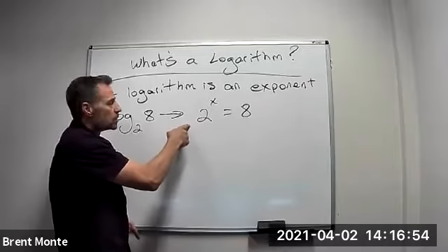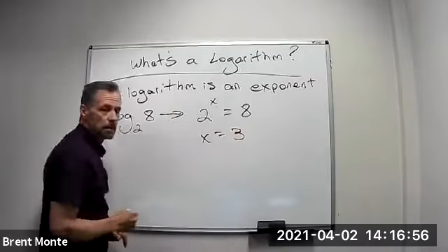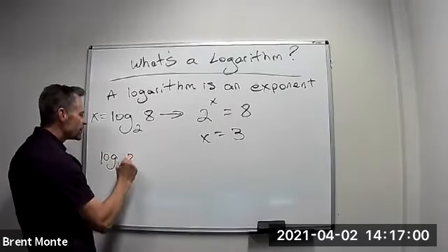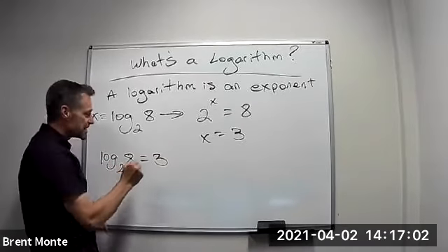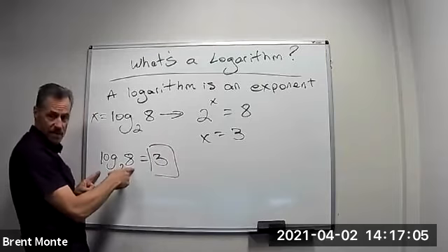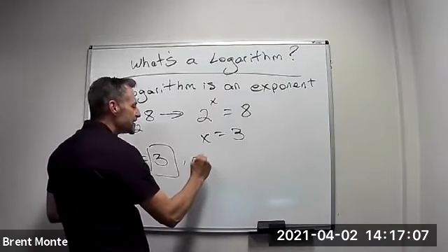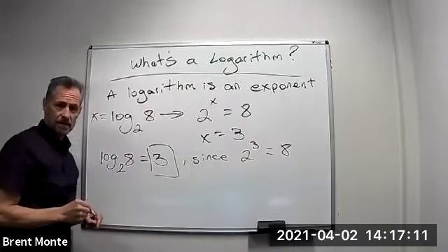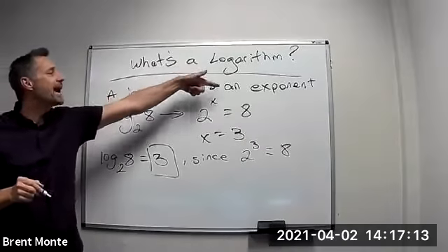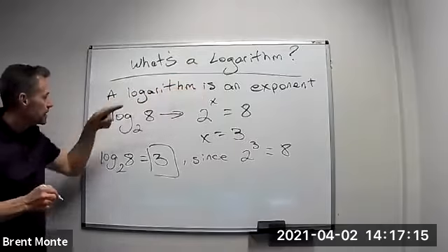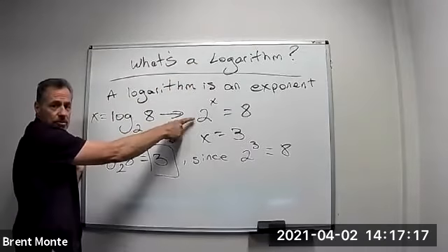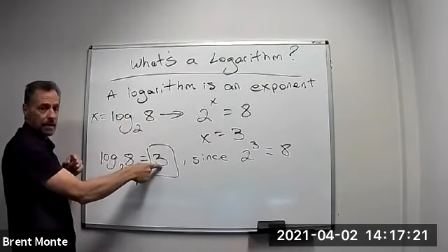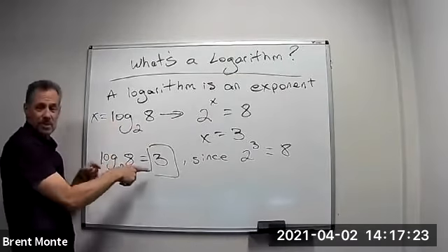Well, we know x has to be 3. So we can say, log base 2 of 8 is equal to 3. That's my answer, since 2 to the 3rd power is equal to 8. So we found the exponent that answers this question. 2 to what power equals 8? Oh, that's 3. So this logarithm is equal to 3.